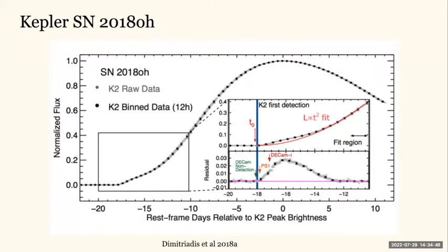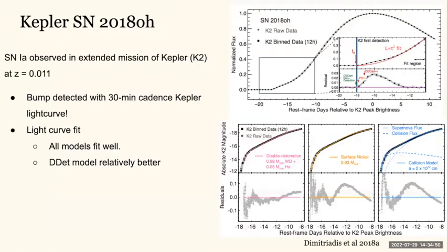And later on, people did some model fitting to that with 3 models: the double detonation model, the shallow nickel 56 distribution model, and the companion interaction model. Overall, the residuals are within 0.1 magnitude, and given our uncertainties in the underlying supernova physics, I would say that all 3 models seem to be a good fit, while the double detonation model seems to be relatively better.